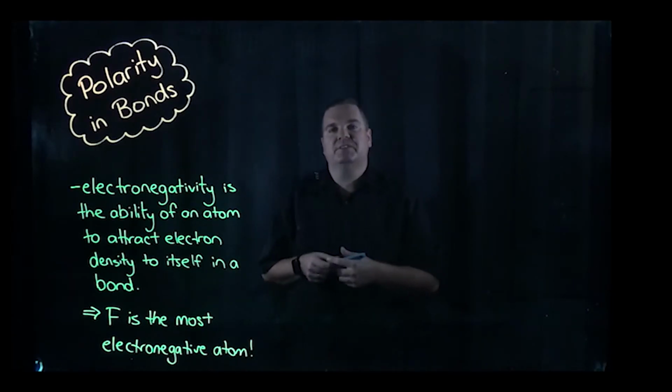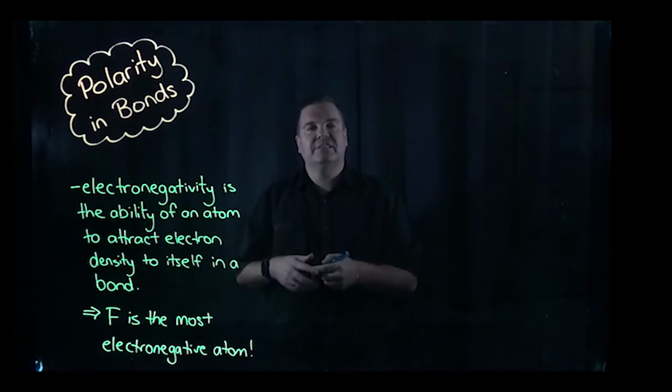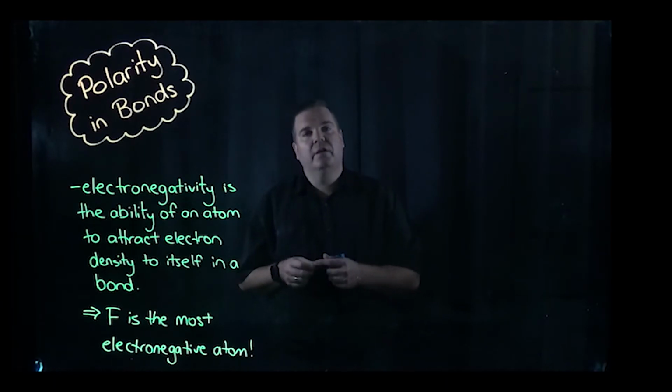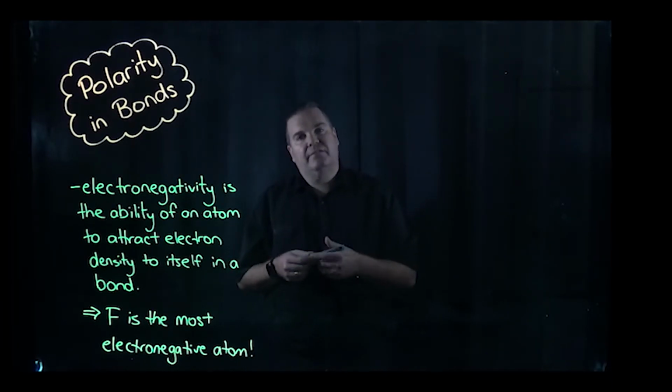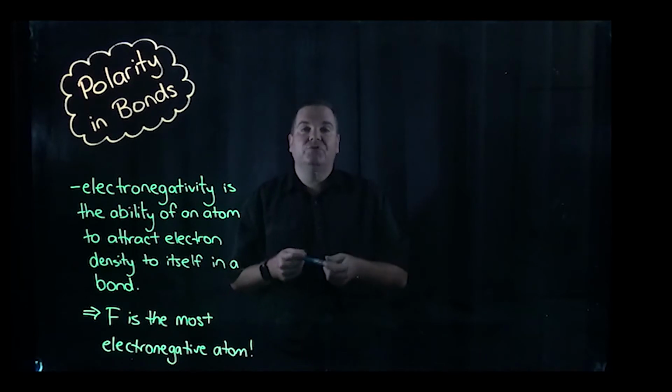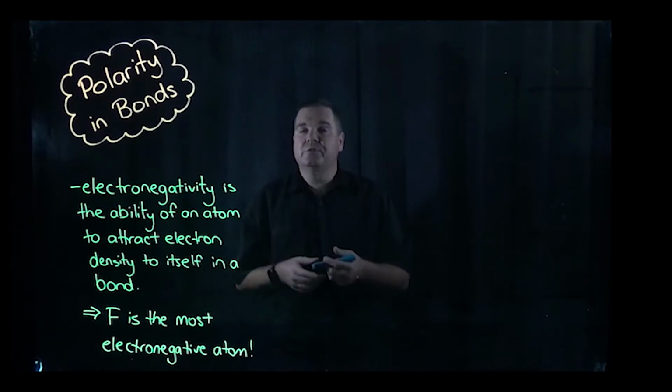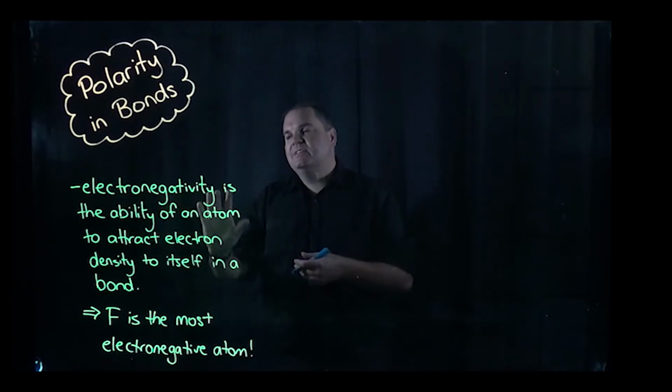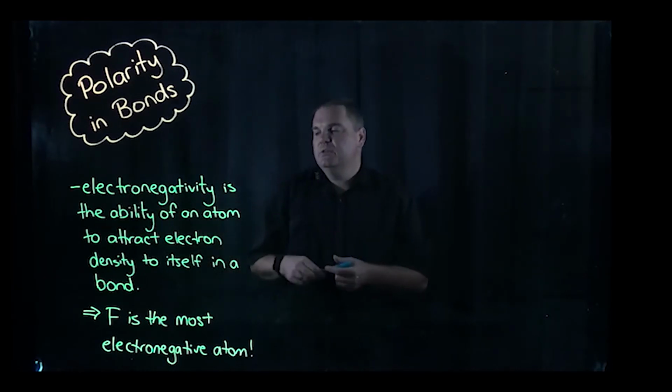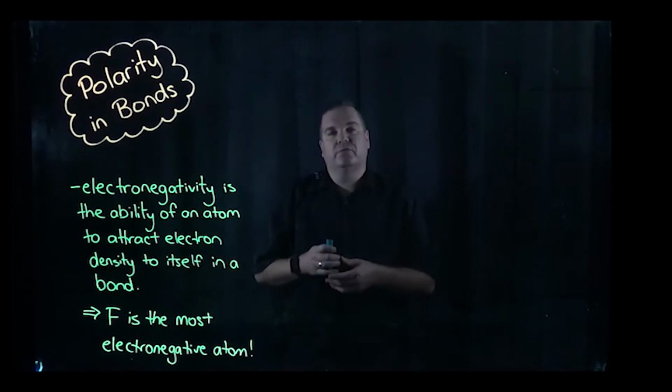Today's video I'm going to be exploring just the concept of polarity in bonds. So it's not going to be a long video, but the thing you need to understand out of this one is to have an understanding of what electronegativity is, because that will help you to determine the polarity in a bond. So electronegativity is the ability of an atom to attract electron density to itself in a bond.